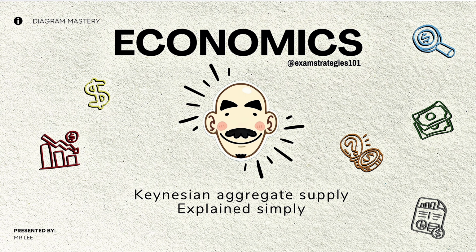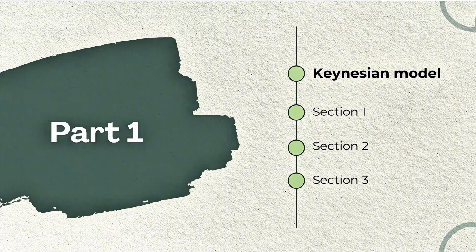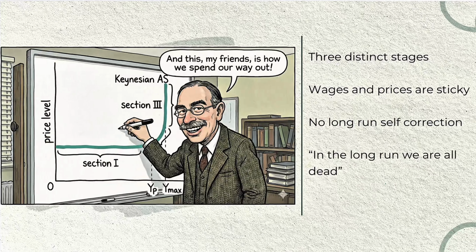In this video, I'm going to be explaining the Keynesian aggregate supply curve simply. First up, some basic information about this model. There are three distinct stages. Stage 1 is the horizontal section of the curve. Stage 2 is illustrated by the bend here, and stage 3 is this vertical line here. More on these stages later.